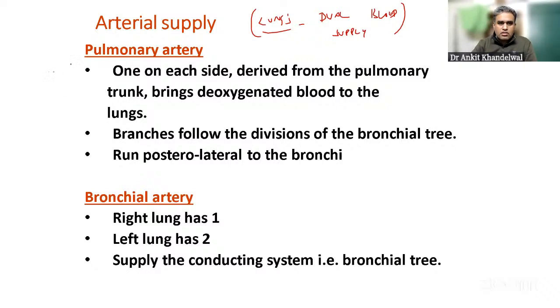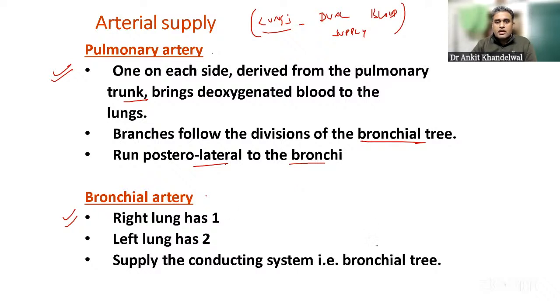One is a pulmonary circulation, one is a bronchial circulation. The pulmonary circulation is basically for air, oxygenation, deoxygenation, right? And this bronchial circulation is basically to supply the oxygenated blood to the connective tissues of the lungs. So you have pulmonary trunk. We all know the branches follow the division of bronchial tree and run posterior to the bronchi.